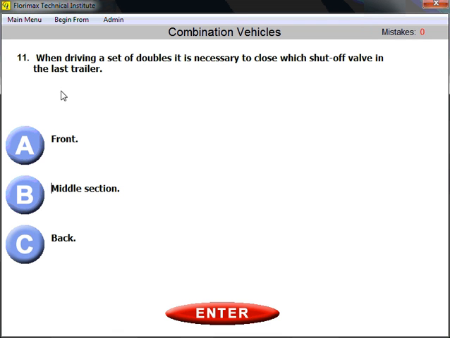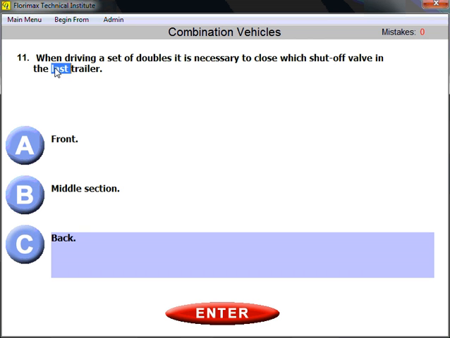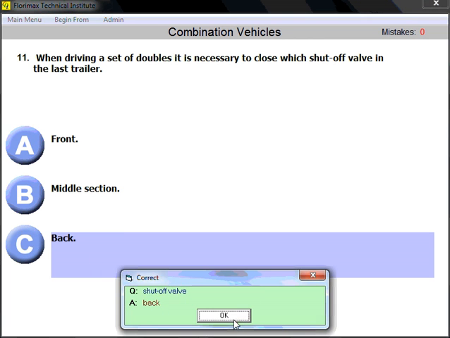Question number 11. When driving a set of doubles, it is necessary to close which shut-off valve in the last trailer. Again, simple logic is applied here. Last trailer. Even if you don't know what the shut-off valve is, you need to close which one? Back. Definitely back. Last, back. Very good.